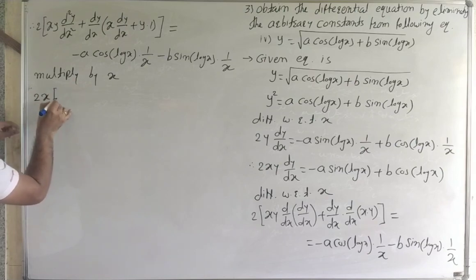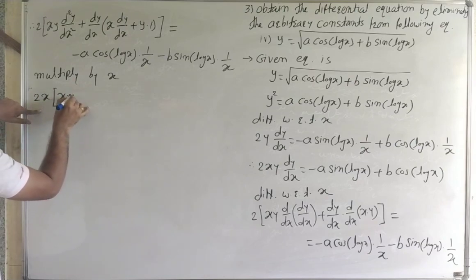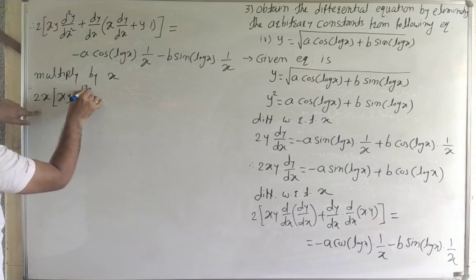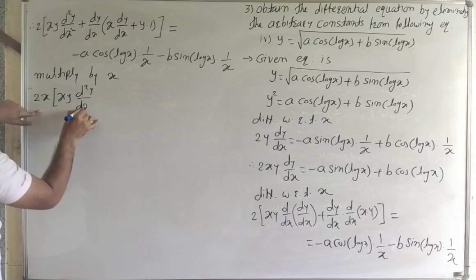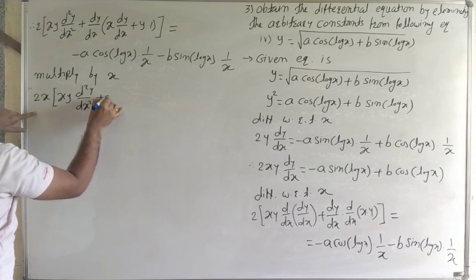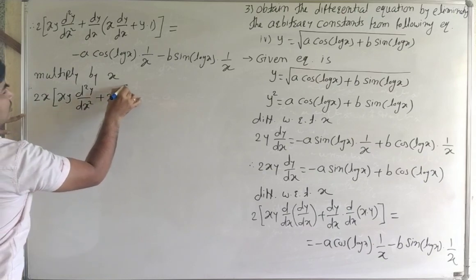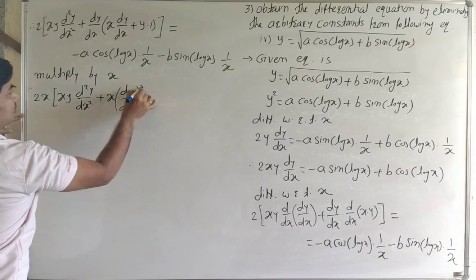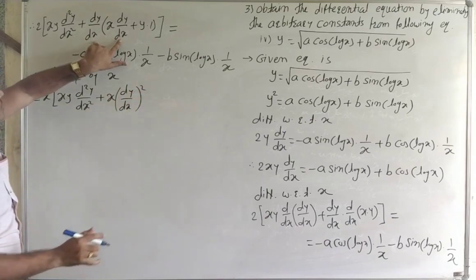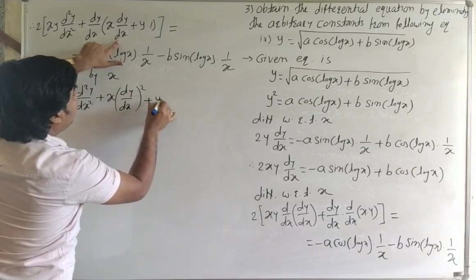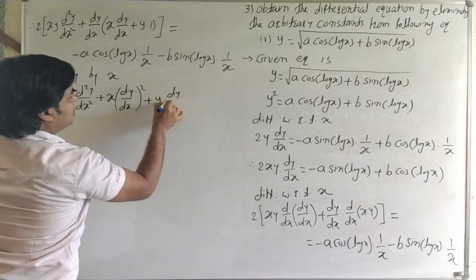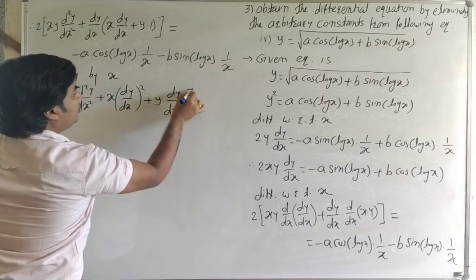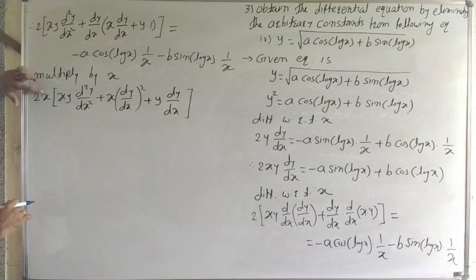2x into the bracket, as it is xy d2y by dx2 plus x into dy by dx square plus y into dy by dx. Only we multiply by x. Here we write x, it is only 2, so here we write the 2x.